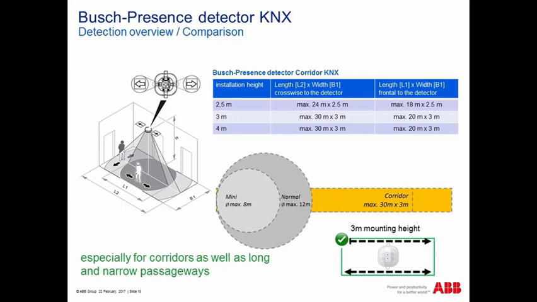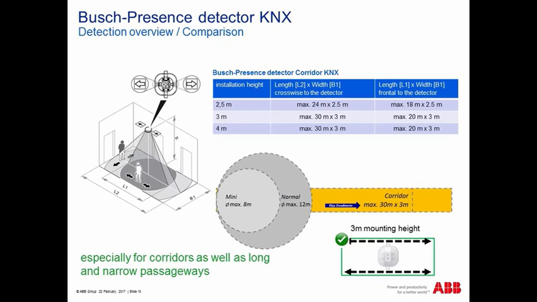Here is a small schematic about the detection range. Here is a Mini, here's a normal size. You can see it is a circle, so it's a round detection range. Here's a corridor. It's because of the application. It's more a rectangular detection range. Here we are talking about a maximum of 30 meters in length and 3 meters in width.